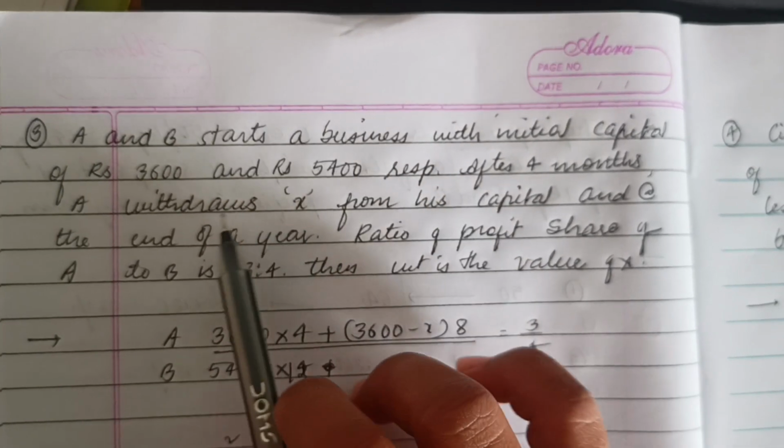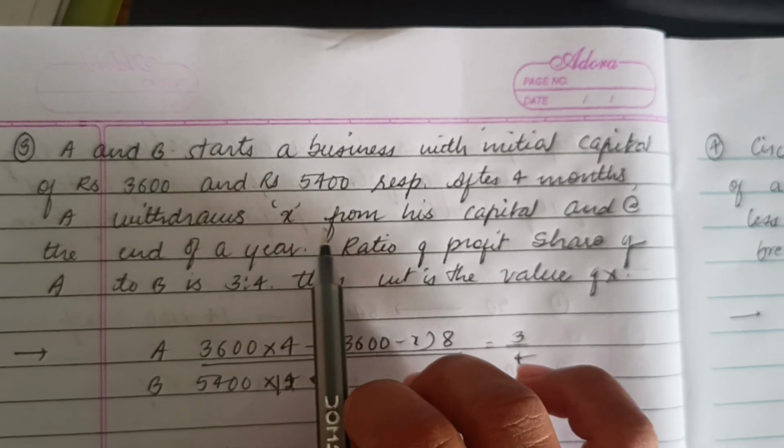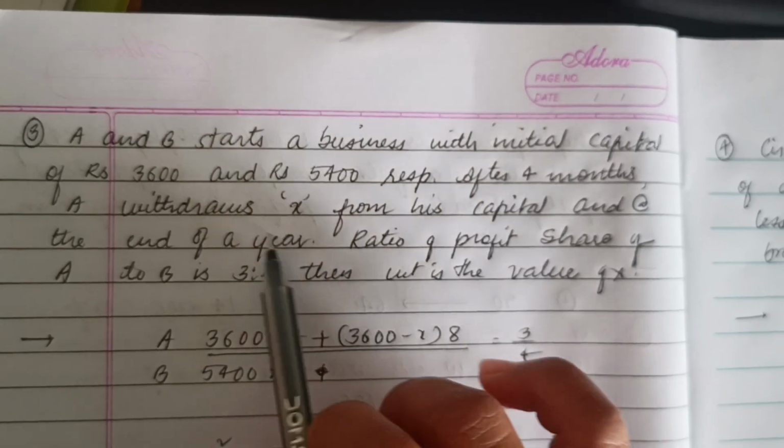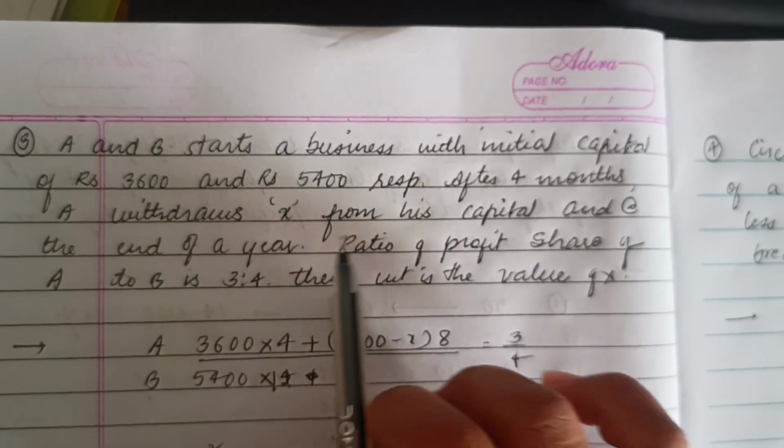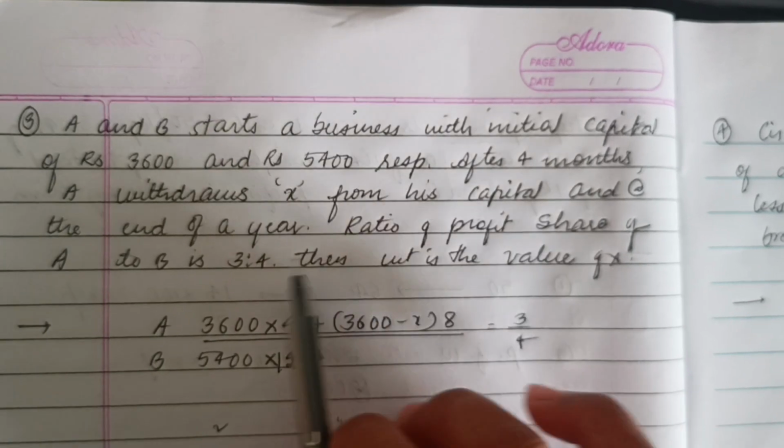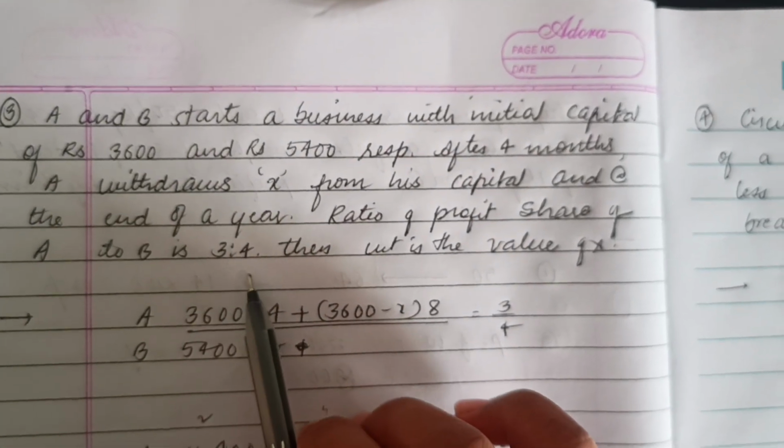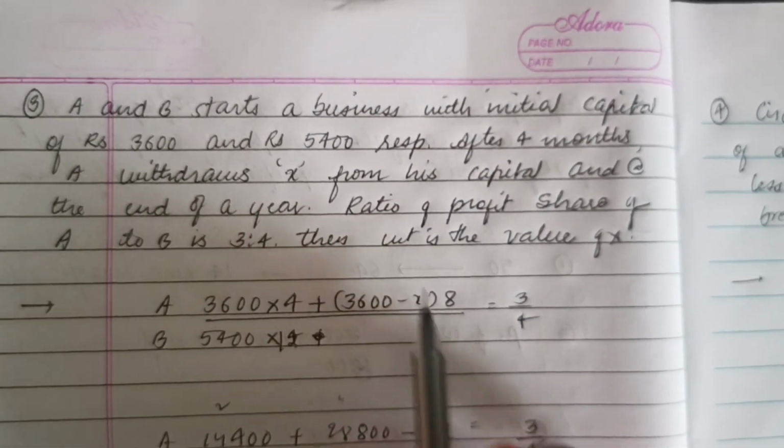Next question. A and B start a business with initial capital of rupees 3,600 and rupees 5,400 respectively. After 4 months, A withdraws X from his capital, and at the end of the year, the ratio of the profit share of A and B will be 3:4. Then what is the value of X?